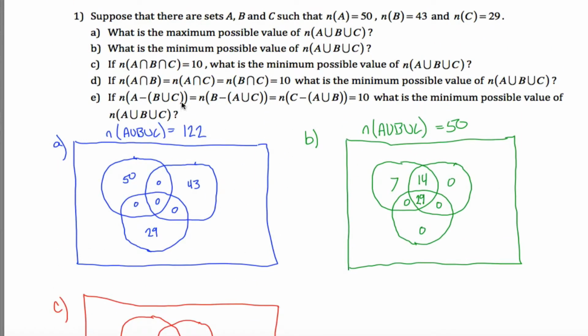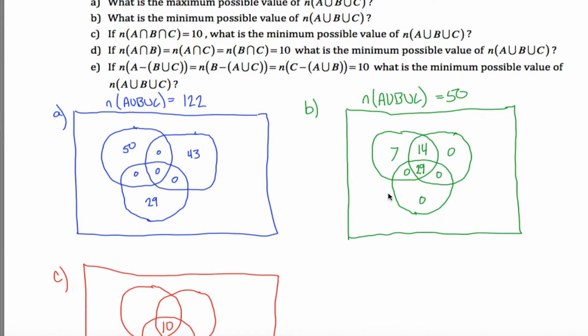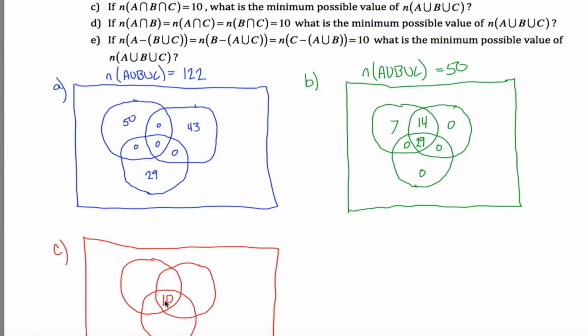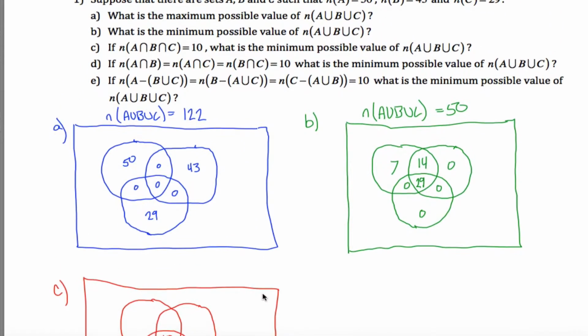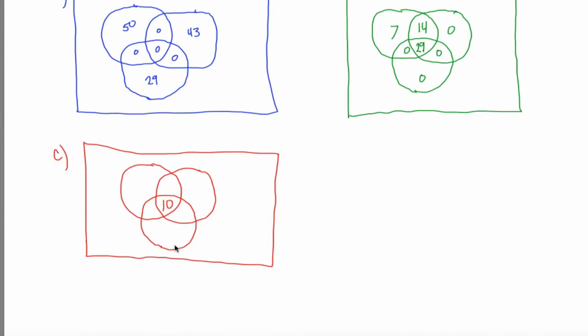Now I'm asked, what is the minimum possible value of the union of all of them? So I'm looking for a picture kind of like this, but it can't be exactly this picture because I put 10 right here. So now I have to think about where I'm going to put the rest of the elements. Maybe I'll write them down here for reference. I'm going to want 29 here, 43 here, and 50 here.